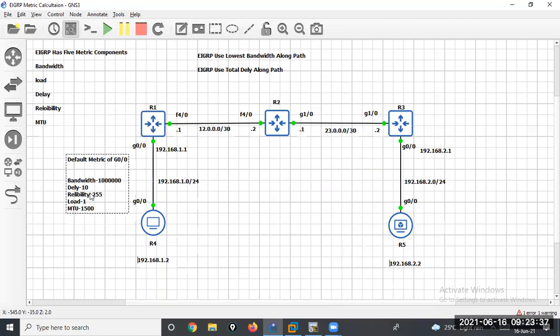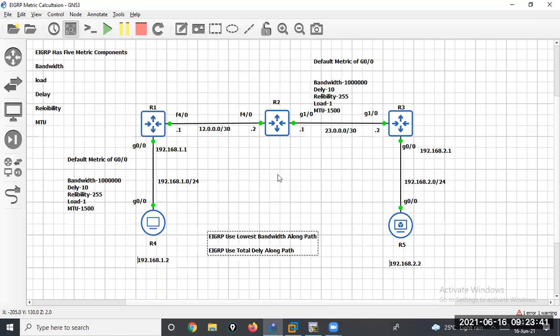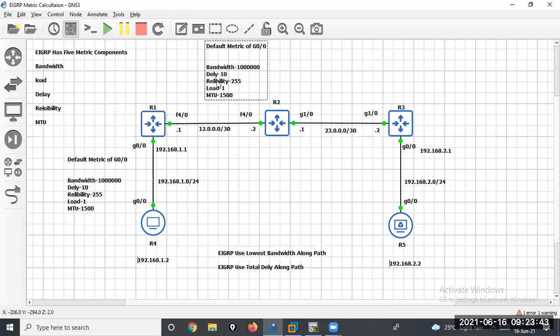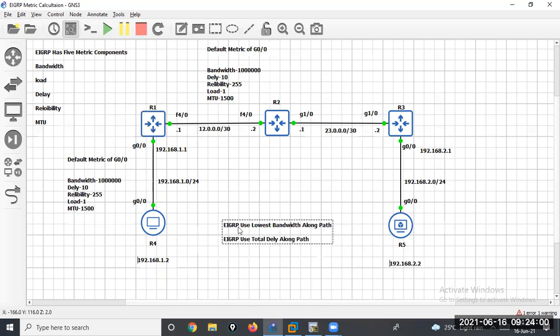See, whenever router 2 receives the 192.168.1.0 network from router 1 with metrics, before installing it in its topology table, it will compare the metrics. Basically, what I said here, EIGRP uses the lowest bandwidth. Lowest bandwidth means what here?